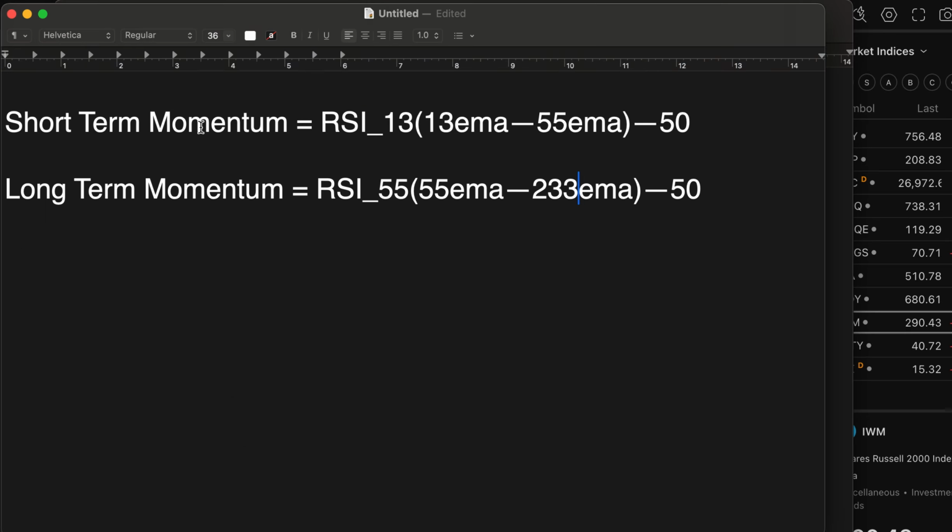So what I'm calling short-term momentum here is the 13-day RSI of the 13 EMA minus the 55 EMA. So we're looking at the interplay between the 13 and the 55. And then at the end I subtract 50, so that gives me a score between negative 50 and 50. And the long-term momentum is measuring the interplay between the 55 and the 233, and it does an RSI over a 55-day look back. And again, I'm subtracting 50 at the end. So that's what I'm calling long-term momentum.